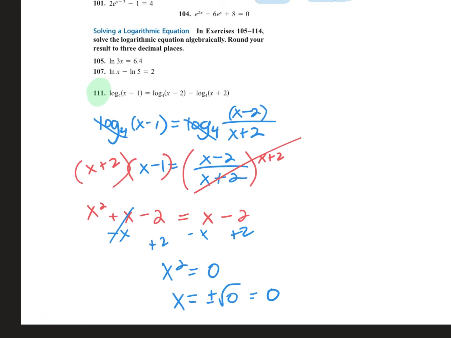If it has the word log in it from the beginning, we make sure to check it. Can I plug 0 into here? I'd be finding log of a negative number. It doesn't work. If it had worked there but didn't work here or here, it's still no solution because you can't find the log of a negative number or of 0. So you want to make sure you check those.